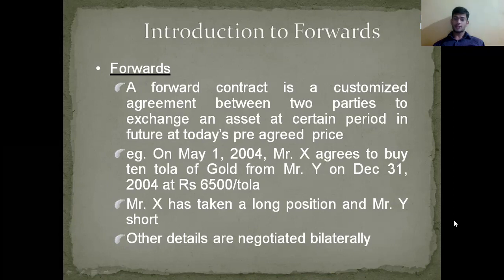Mr. X has taken a long position and Mr. Y is short. On the other detail, the negotiability is here. In May 2001, the rate of gold is different. On December 31st, 2004, the rate of gold is different. But in introduction, it's a forward contract. The contract is done here, but the rate on 1st May is conducted here. Negotiability is here.